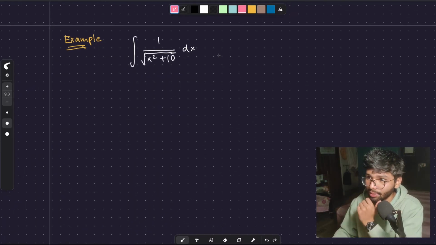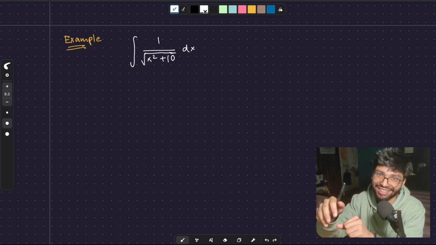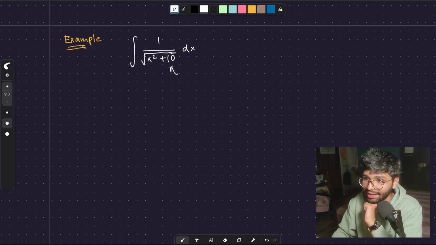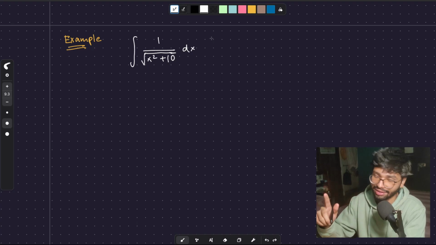So we've got our example. Again, try it yourself first without me holding your hand. All right, so what do we got here? We got the a squared, that is 10. So that means we know that a is going to be just root of 10, right? Square root of 10.